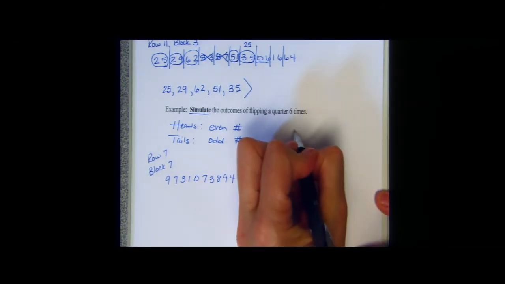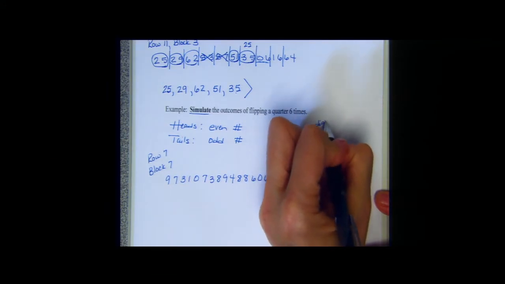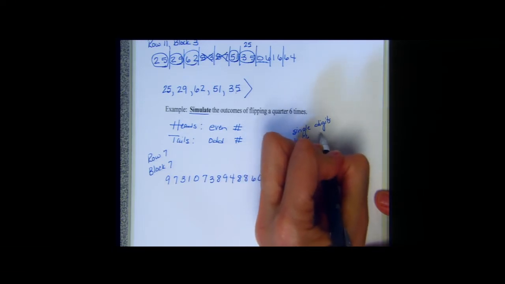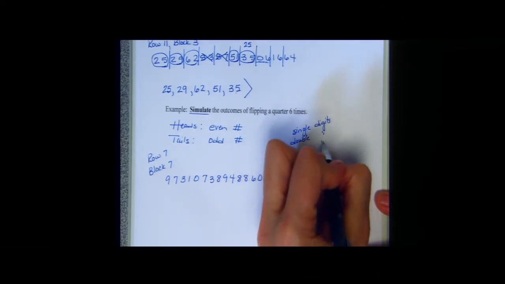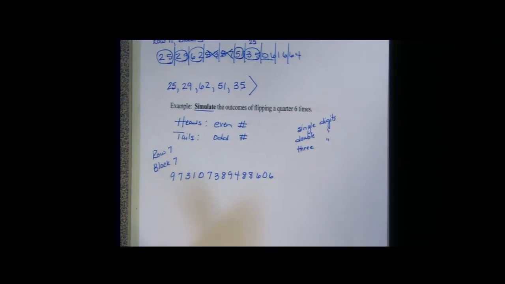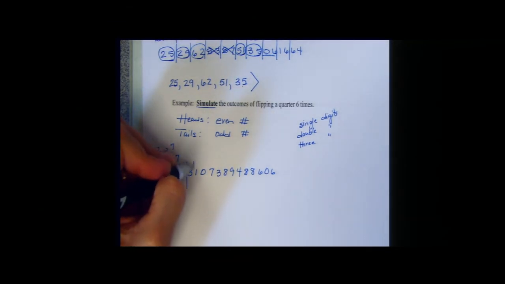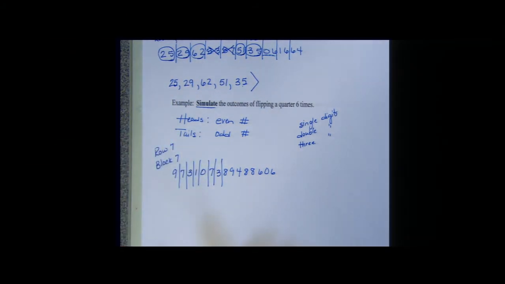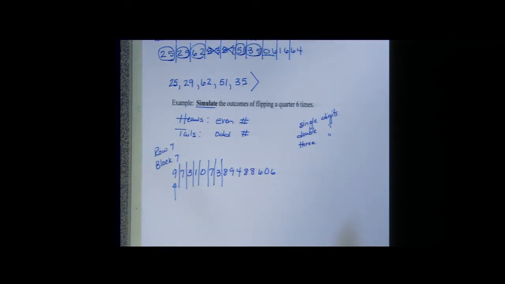Well, you could divide them by single digits. If you wanted to, you could use double digits. You could use a 3-digit number. It doesn't matter as long as you're consistent. I'm going to use single digits. And we're only flipping the coin 6 times. All right, so this number would represent flipping the coin once.